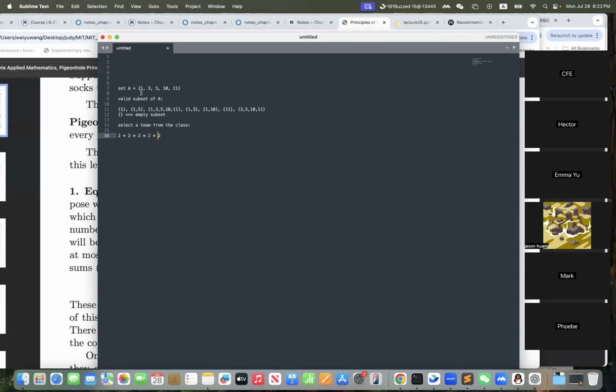See this one: we select 1, not select 3, select 5, not select 10, not select 11. And for this, we select everything. And for this, select 1, select 3, not select 5, not select 10, not select 11. See? For every number, you have only two choices: either select it to include in the subset, or not select it to exclude it from your subset. So 2 to the power of 5 gives the whole number of different subsets, right?